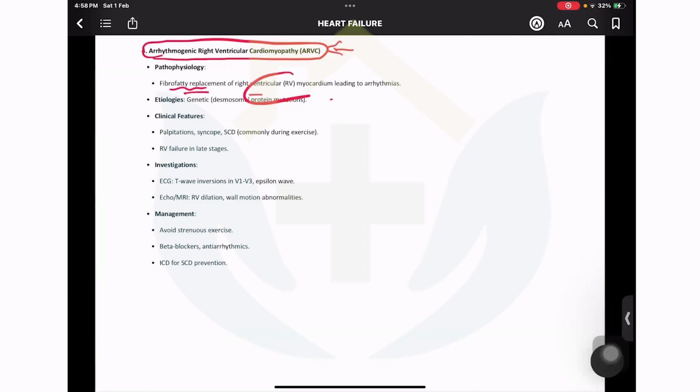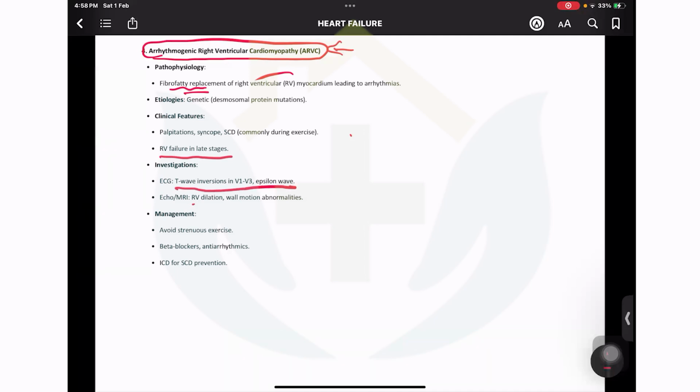Usually it is ventricular arrhythmia, VT. So it is literally an explosive kind of VT storm that happens. So etiology is genetic, where desmosomal protein mutations are there. And clinical features are palpitation, syncope, sudden cardiac death, usually during exercise, and RV failure in late stages. ECG will show T wave inversions in V1 to V3 and epsilon waves.